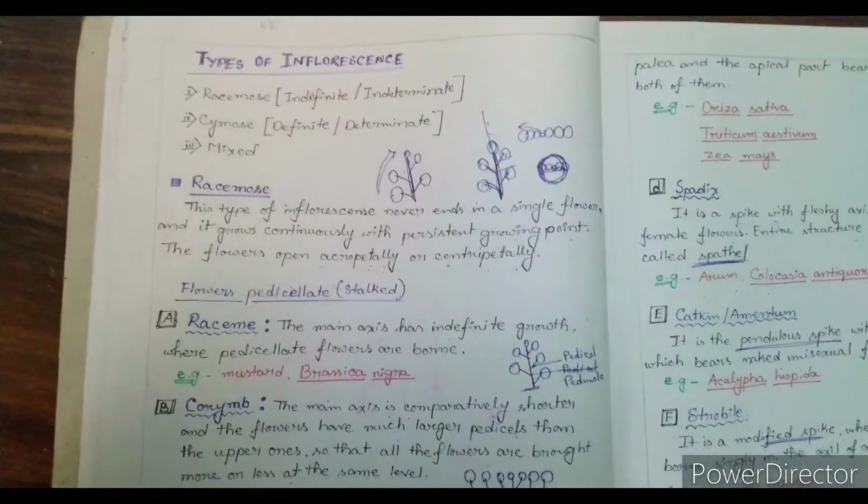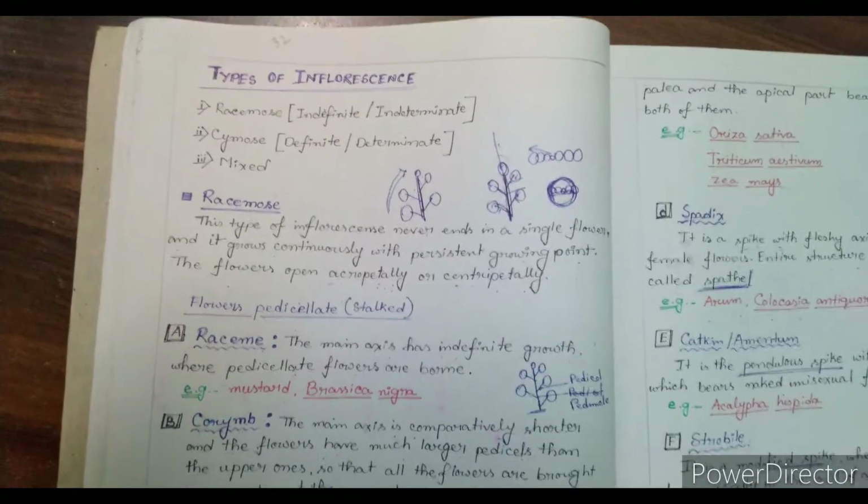So basically, a single video is not enough because this is a very long topic, so that's the reason we discuss it in two segments. In the first part we discuss Racemose type of inflorescence, and in the second part we discuss Cymose type and mixed type of inflorescence. Now first of all we discuss types of inflorescence.